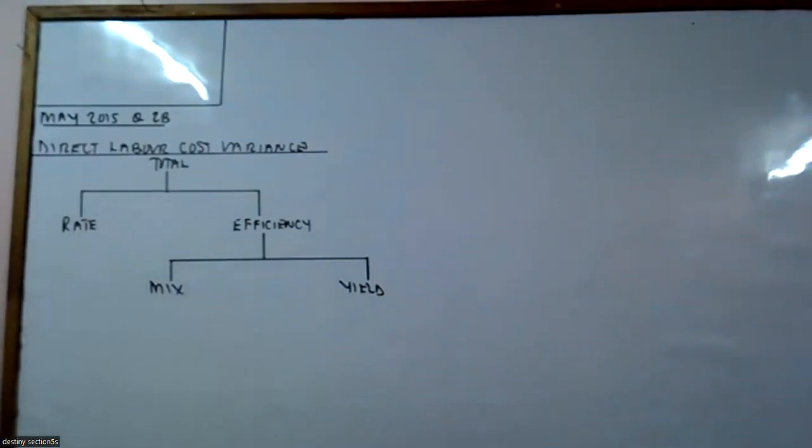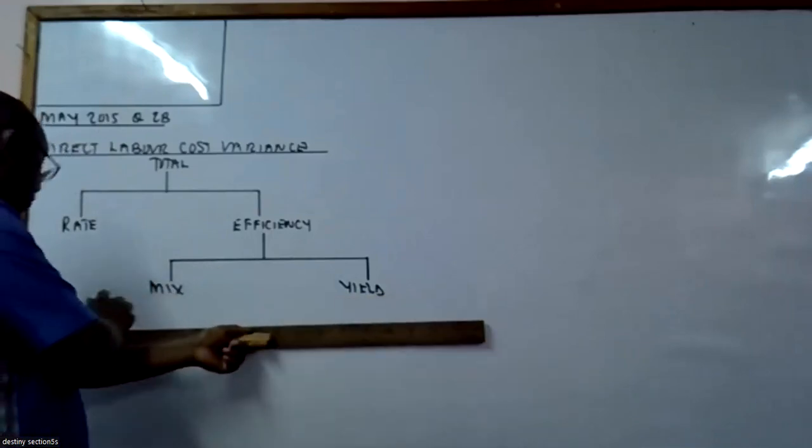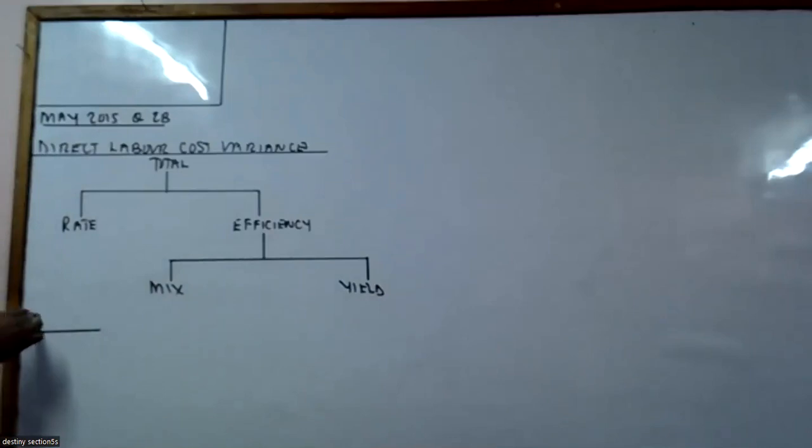We have the mix and the yield, efficiency, rate, and the total. So let's start with the total.